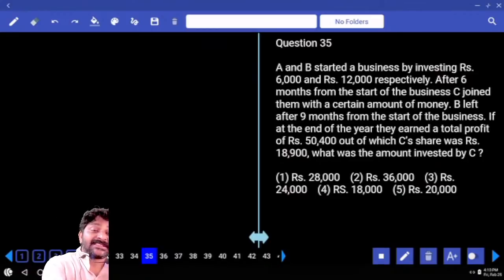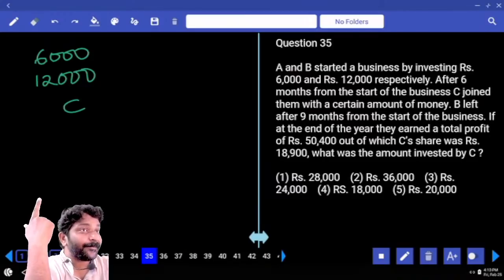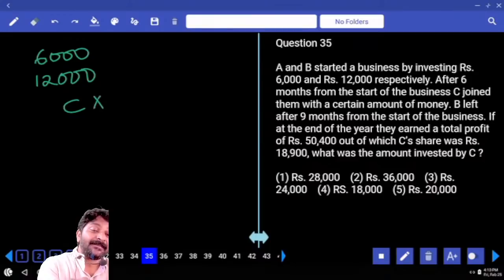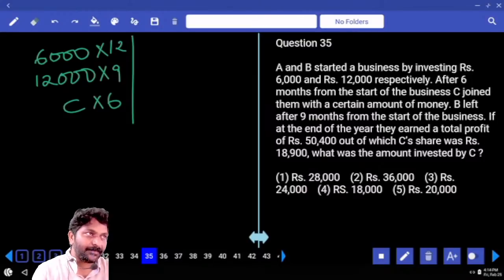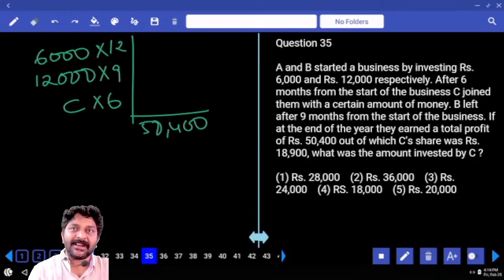Now A invested 6,000. B invested 12,000. C invested, let's say, C number of rupees. C joined after 6 months, so C will be there for 6 months. B left after 9 months, that means he is there for 9 months only. And A is there from the beginning, so he will be there for 12 months. Now, out of total profit 50,400, C's share is 18,900 only.